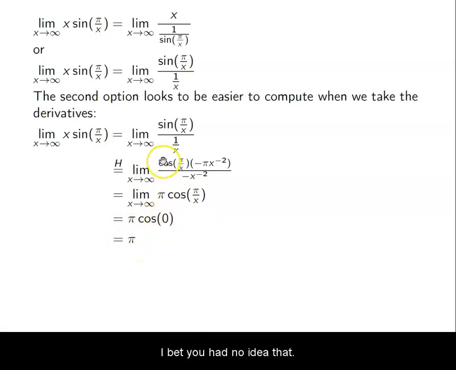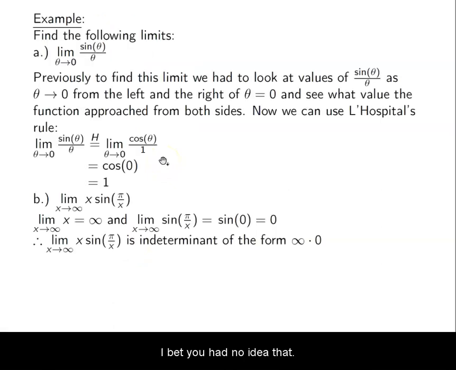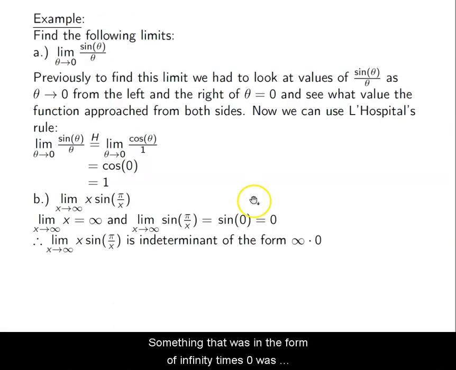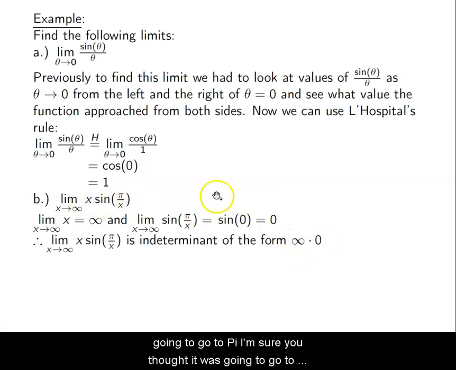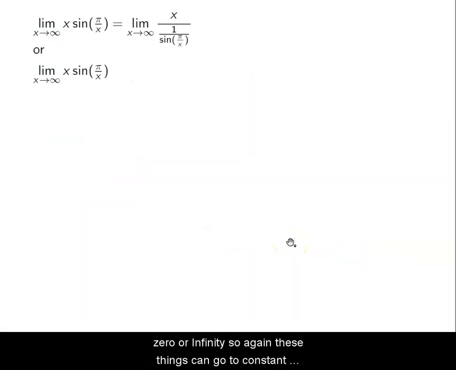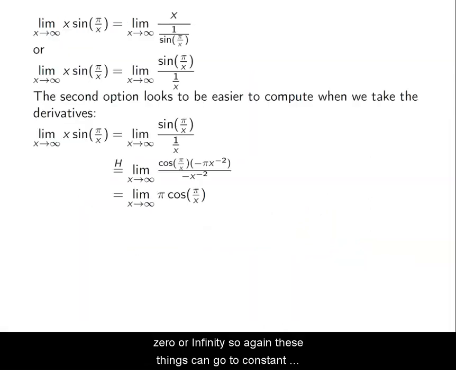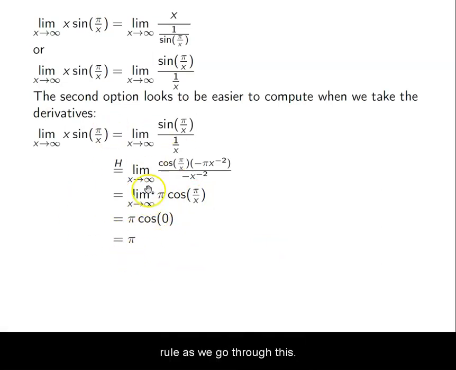Now, I bet you had no idea that something that was an indeterminate form of infinity times 0 was going to go to pi. I'm sure you thought it was going to go to 0 or infinity. So again, these things can go to constant values. We have to make sure that we are using L'Hopital's rule as we go through these. You can't just say, oh, I think this one's going to go faster than that one, so it's going to go to 0, or this goes faster than that, so it's going to go to infinity. You've got to use the rules.